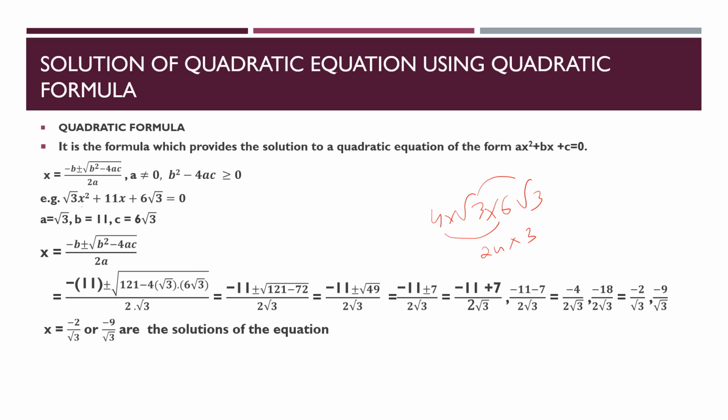So minus 11 plus or minus 7 divided by 2 root 3 equals minus 11 plus 7 by 2 root 3 and minus 11 minus 7 by 2 root 3. When you simplify minus 11 plus 7, we get minus 4 by 2 root 3, and the other value will be minus 18 by 2 root 3. Now we can cancel, so you will get minus 2 by root 3, and here 2 and 18 can be cancelled, so we will get minus 9 by root 3. So these are the solutions: x equal to minus 2 by root 3 or minus 9 by root 3 are the solutions of the equation.